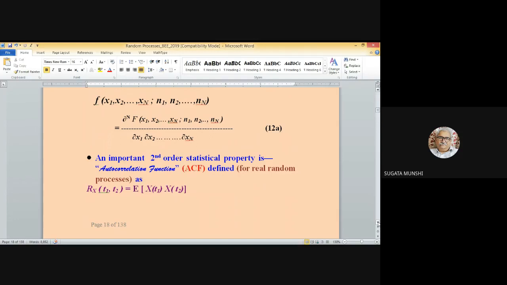For a fixed T2, assign different values to small t1 and obtain the correlation values, then another T2, assign different values to small t1, all right, and get the correlation values. In this way, if you consider two axes as small t1 and small t2, and then the third axis as the correlation values, then you will have this autocorrelation function.